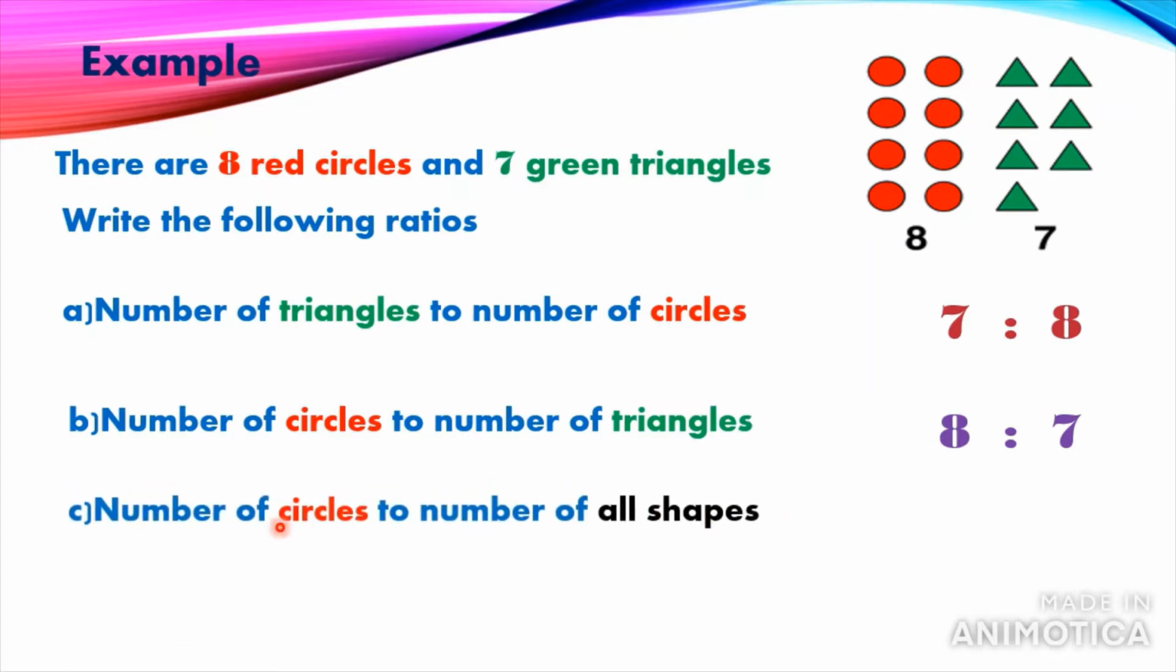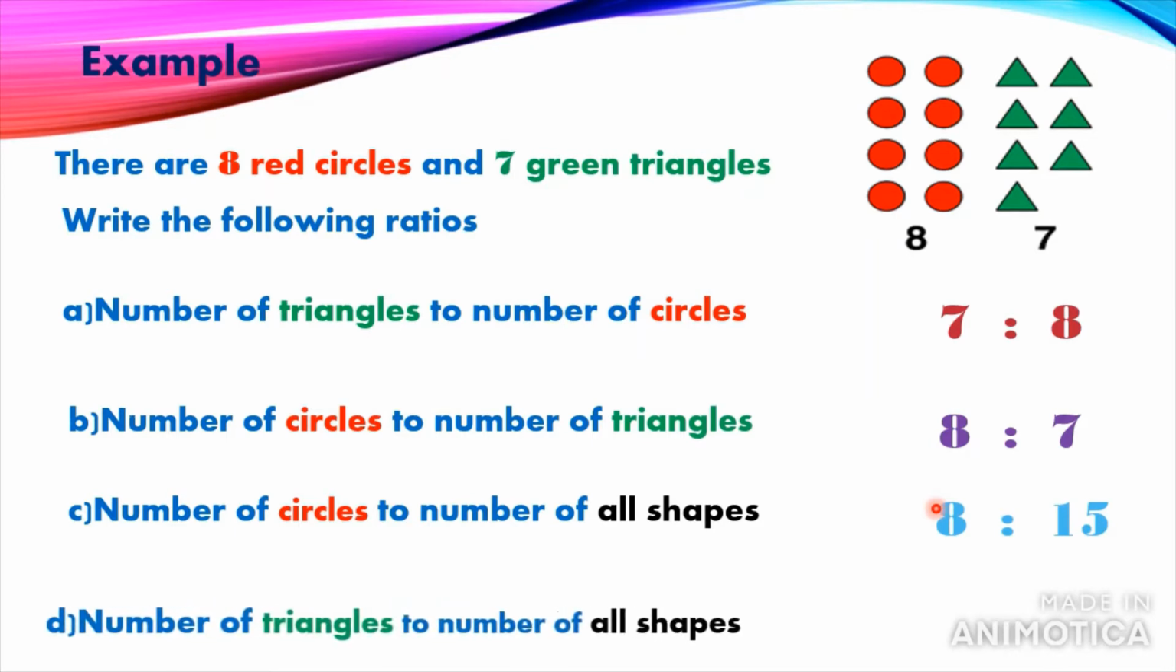C, number of circles to number of all shapes. How many shapes do I have? I have 8 circles and 7 triangles, 15 shapes. So the ratio will be 8 to 15. D, number of triangles to number of all shapes. I have 7 triangles and 15 shapes, so it will be 7 to 15.